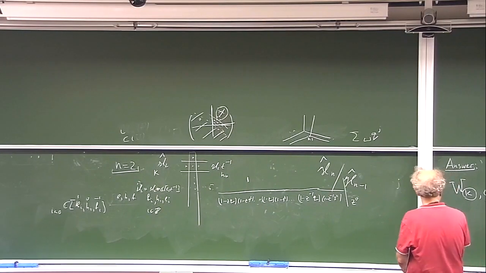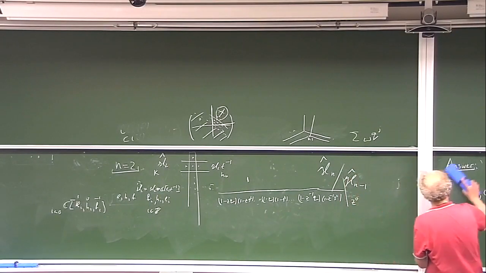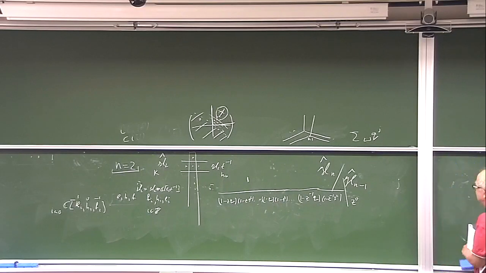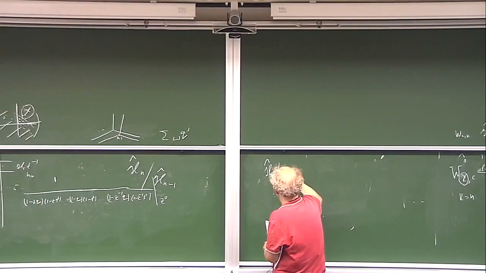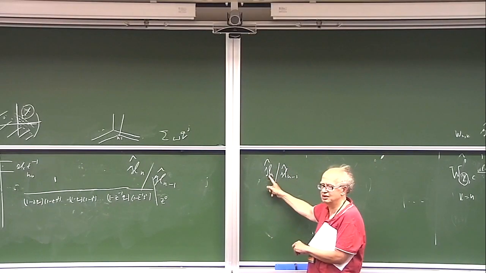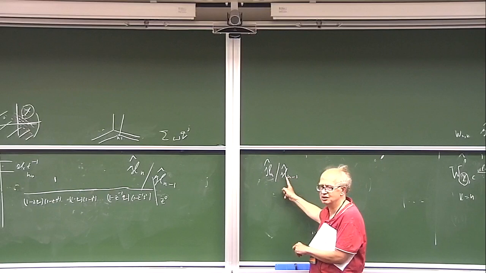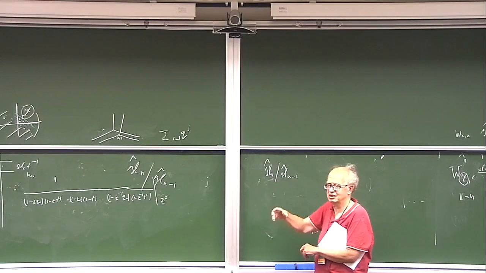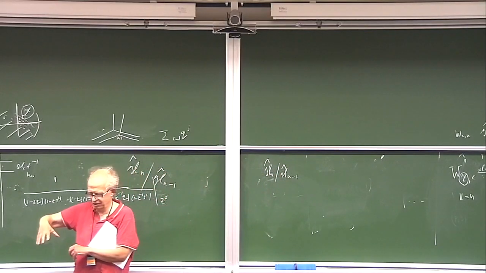I said, for example, that you have the situation GLN hat over GLN minus 1 hat. The multiplicities: you take a representation of this, maybe even the vacuum representation, and you restrict it to this. And the multiplicities are counted by plane partitions with some condition.